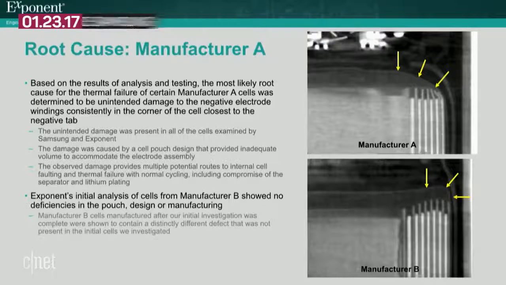In the CT images on the right side of this slide, there are arrows that point out the locations of the pouch. The top image is of a cell from manufacturer A. It can be seen that the curvature of the pouch causes it to come in contact with the negative electrodes, causing the electrodes to be bent over. In contrast, the bottom image is of a cell from manufacturer B, showing that the pouch extends well beyond the ends of the negative electrodes and provides enough room.